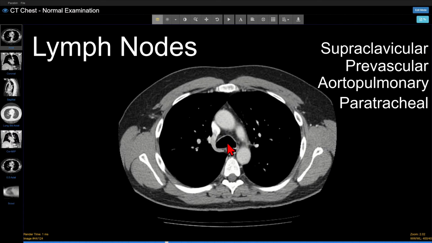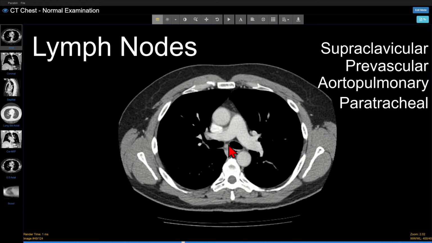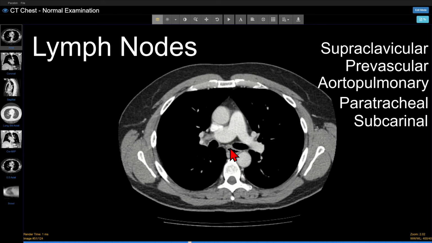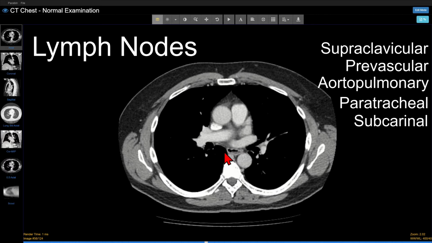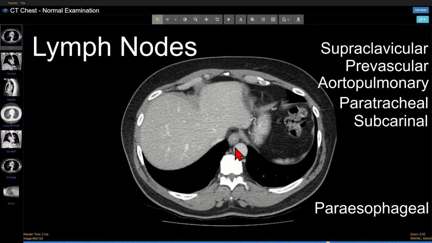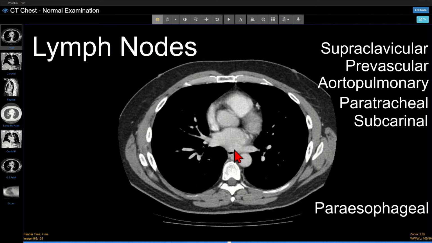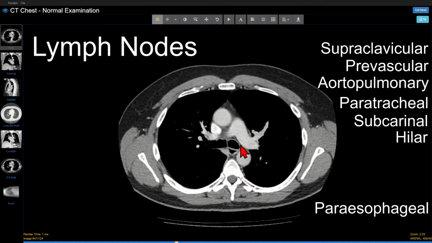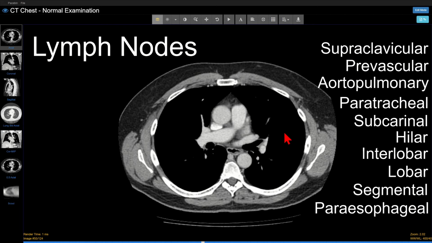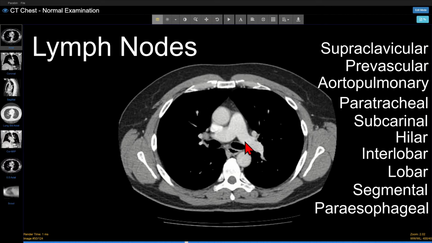As we scroll down here, past the carina, we have the subcarinal station. This is a normal subcarinal lymph node. And then more inferiorly and posteriorly, we have paraesophageal nodes, if they happen to be present. We also have bilateral hilar nodes adjacent to the mainstem bronchi. And then we have interlobar, lobar, segmental, and subsegmental nodes as you go outwards. But don't worry about those for now. Just understand the naming convention in the mediastinal nodes for now.